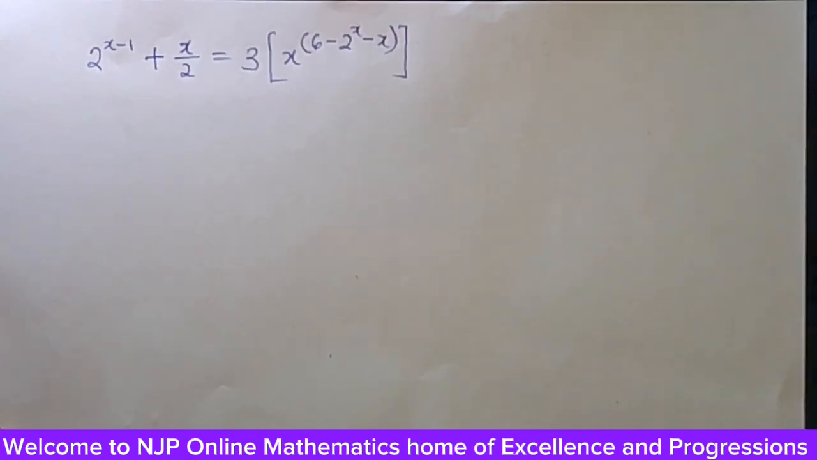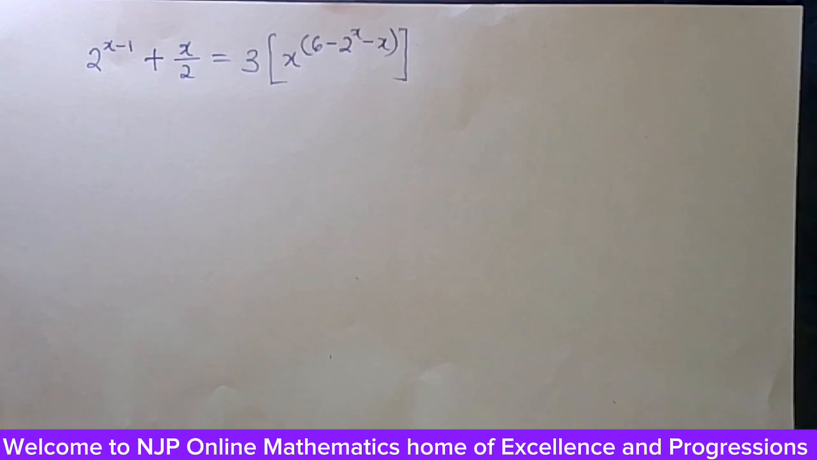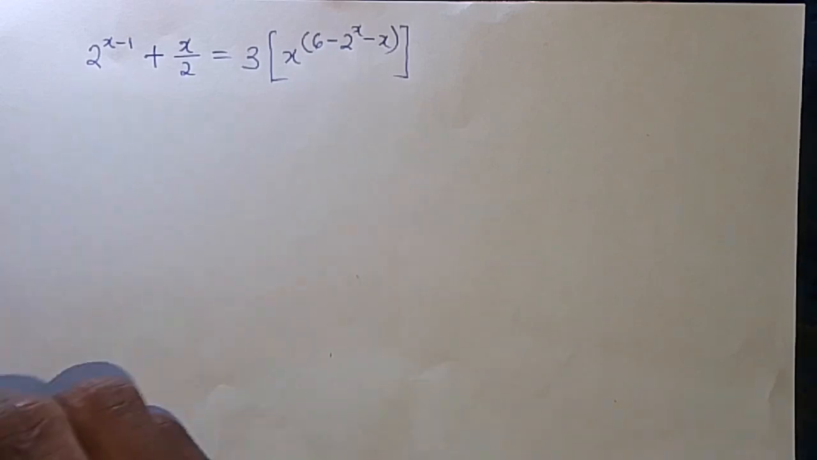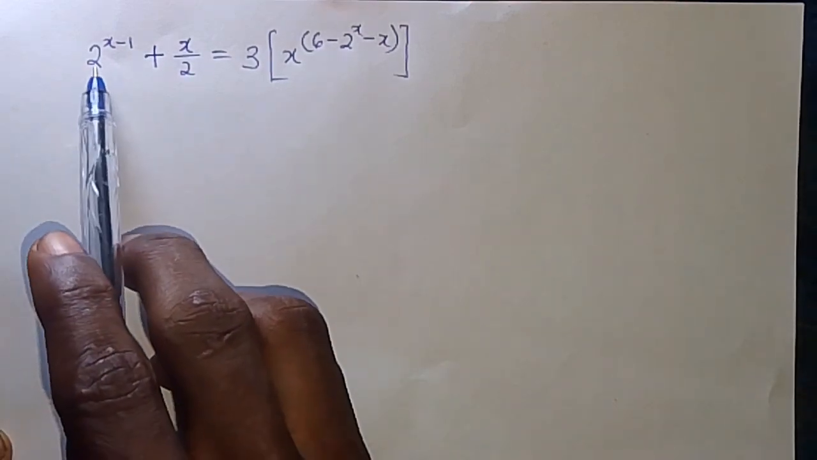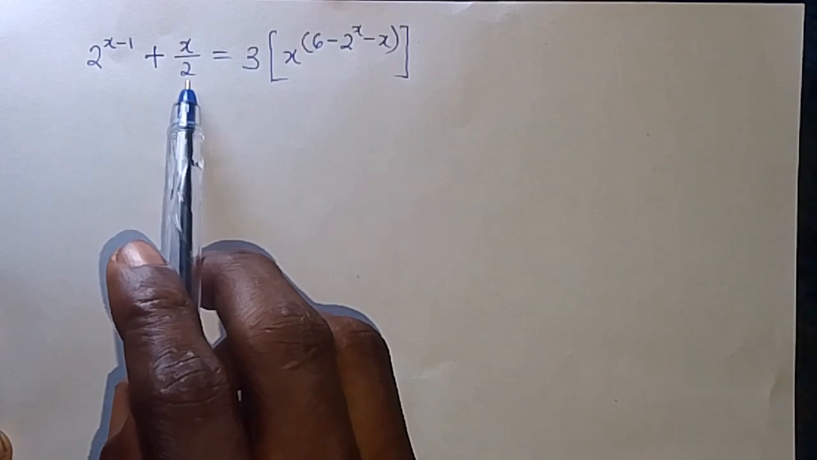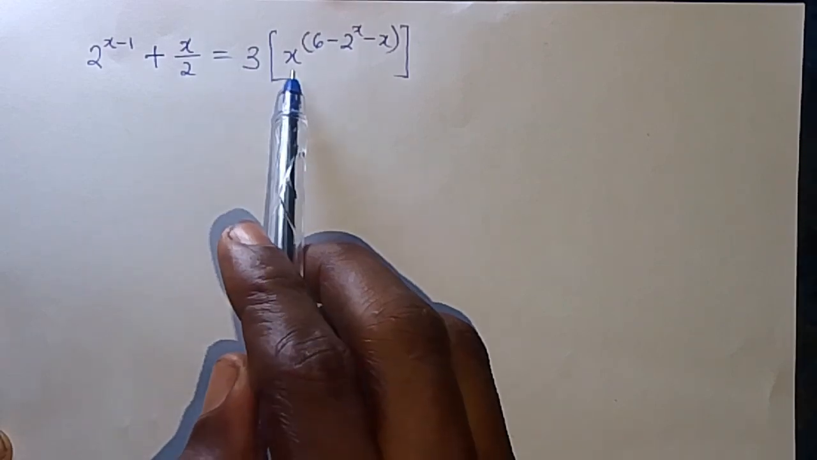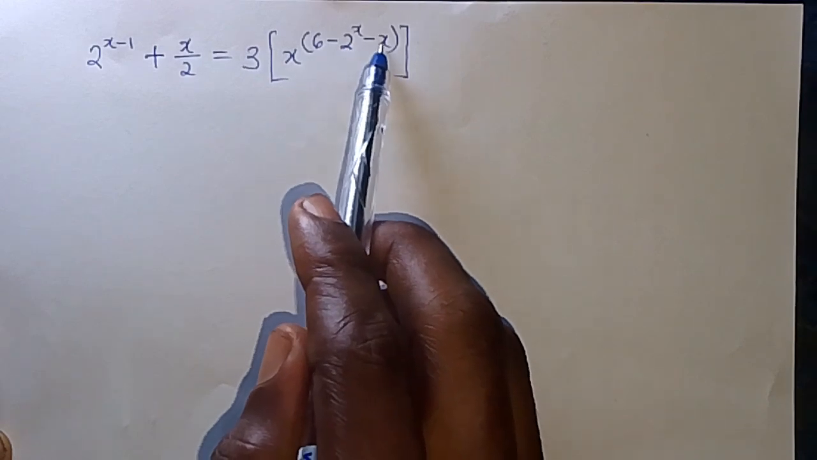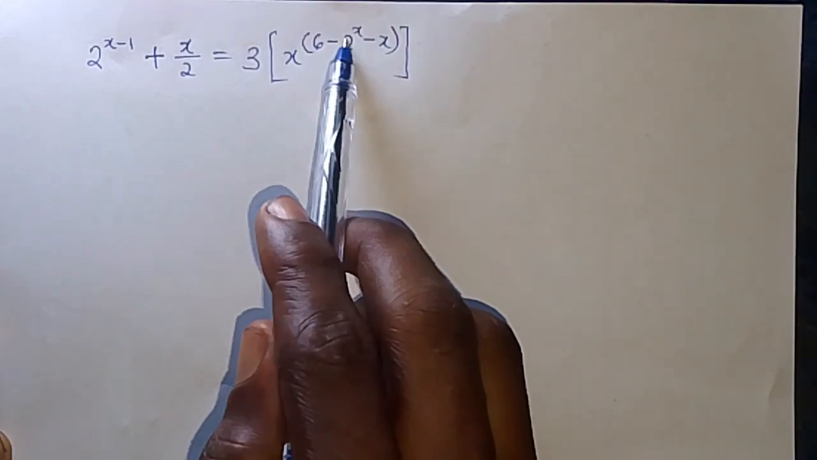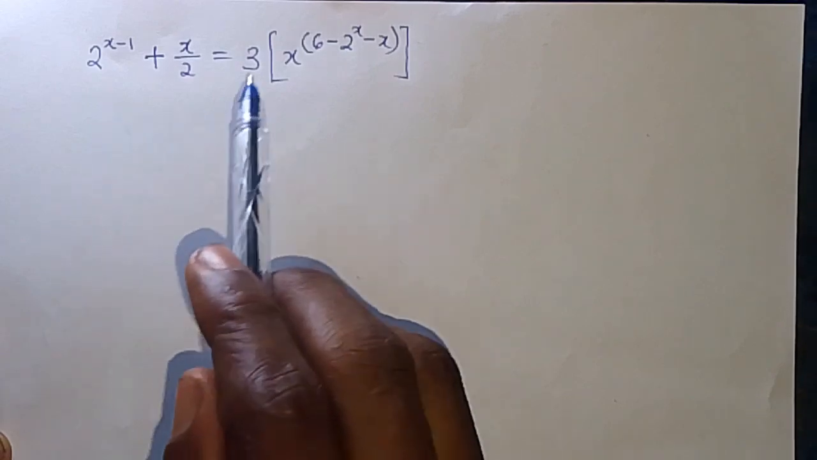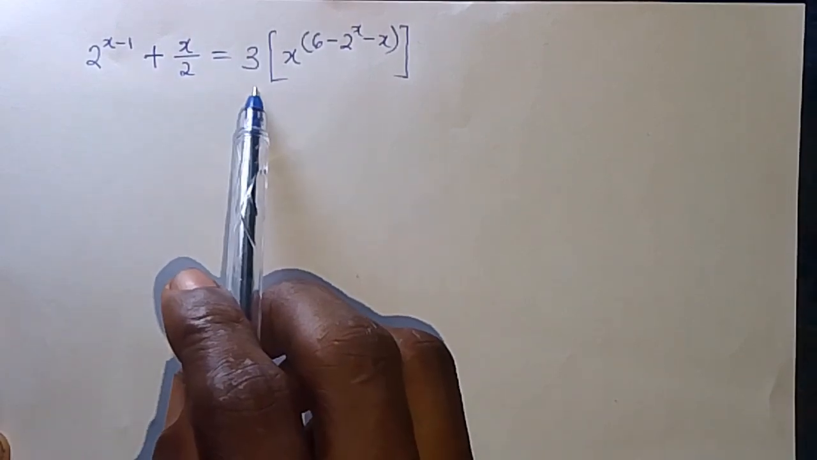Let's solve this lovely thrilling problem together. We are going to determine the value of x in this equation here. We have 2 to the power of x minus 1, plus x divided by 2, equals 3 multiplied by x to the power of 6 minus 2 to the power x minus x. All this is the exponent of x, and we are to determine the value of x in this equation.